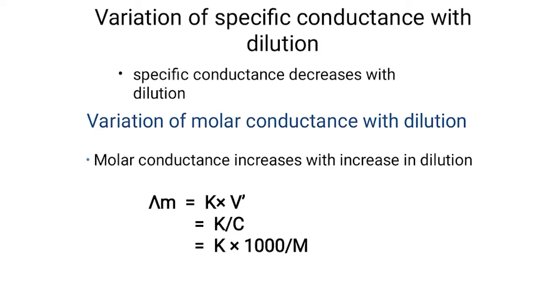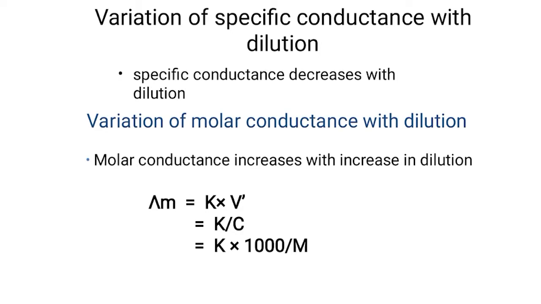So on dilution, that is on decrease in the concentration, the volume of the solution increases. Consequently, there occurs a decrease in the effective number of ions per unit volume of the solution, so that the conductance per unit volume decreases. In other words, the conductivity, that is the specific conductance, decreases. So the specific conductance decreases with dilution.